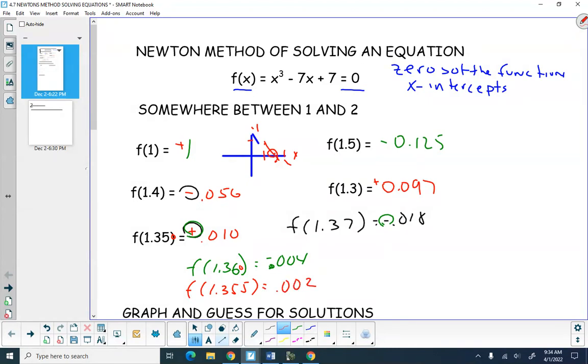0.002. And it's a positive value. So I could narrow it down now and see this one's positive, this one's negative. I'm somewhere in between 1.360 and 1.355. So I could go halfway in between them if I wanted to, or I can go 1.358.